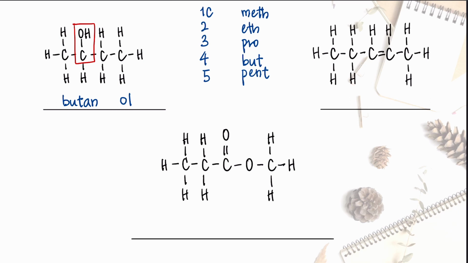So in this particular case, you have 1, 2, 3, 4, or 1, 2, 3, 4. And if I have a look at these, the carbon with the OH group, the smallest possible number of that carbon is 2. So therefore, this is actually butan-2-ol. So now let's have a look at the second molecule.